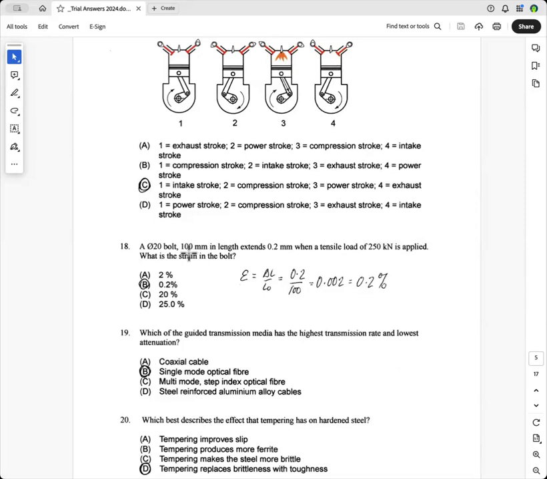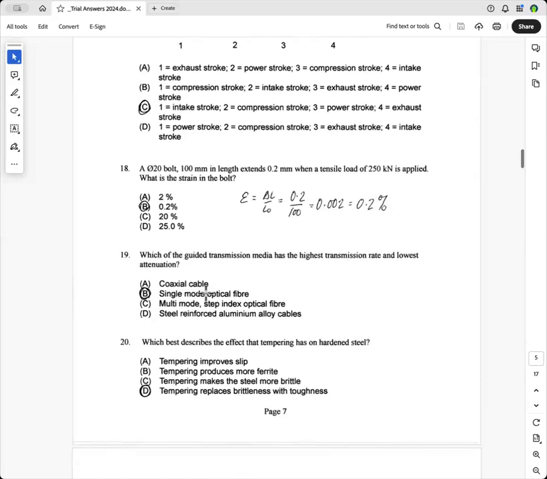So there's a fair bit of spurious information in this, which is a good test to see whether you know what you're doing. You know that strain is the change in length, and they use delta for change in length, over the original length. It extends 0.2 millimeters, and you've got to have millimeters over millimeters. So you've got 100 there, and it is 0.002, and that's millimeters per millimeter. And you multiply that by 100 and you get 0.2%. So B is the answer there.